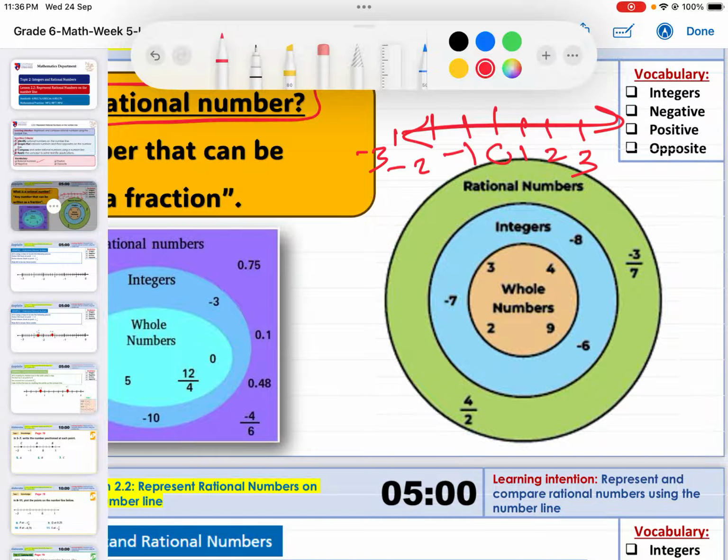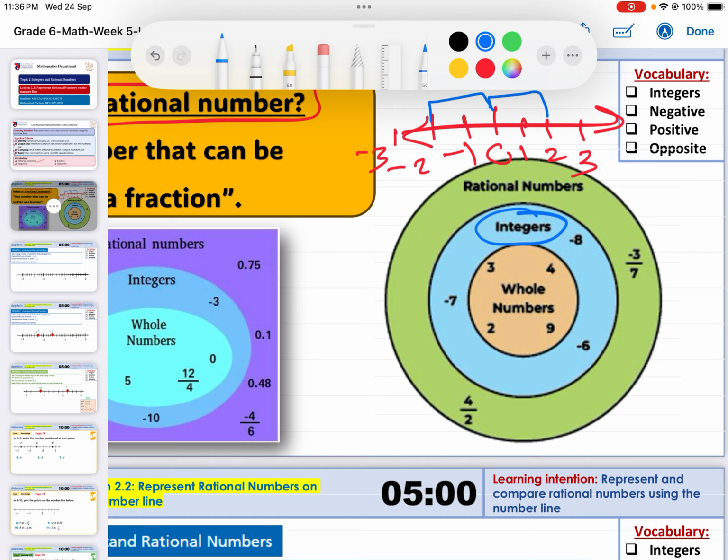So we discovered a new family called integers. What are integers? They're basically whole numbers and their opposites. Why do we call it an opposite? Because, for example, look at 2. It has the same distance away from 0 as negative 2, but they are in opposite directions. So this family is called the integers, positive and negative whole numbers along with the 0.